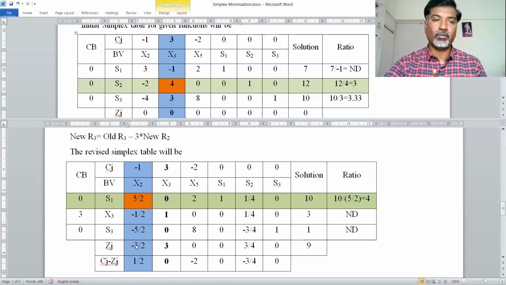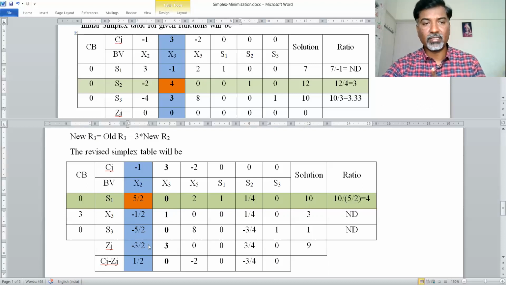Same way, we now have to calculate the ZJ value. How to calculate ZJ? We have to multiply the key cell value with the coefficient value. So 0 into 5 by 2 is 0. 3 into -1 by 2, -3 by 2. 0 into 5 by 2, 0. If you add all those things, you will get -3 by 2 as the ZJ value. In the same fashion, 0 into 0, 0, plus 1 into 3, 3, plus 0 into 0, 0. If you add these, you will get 3.